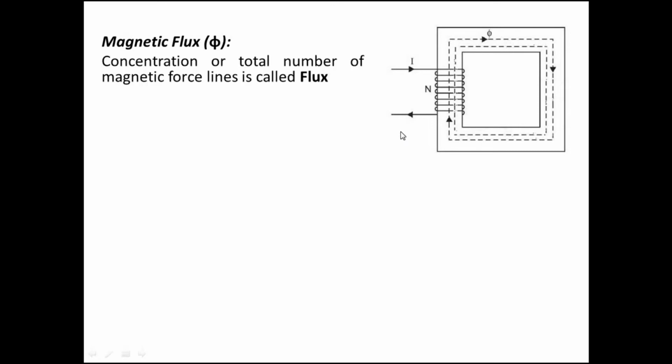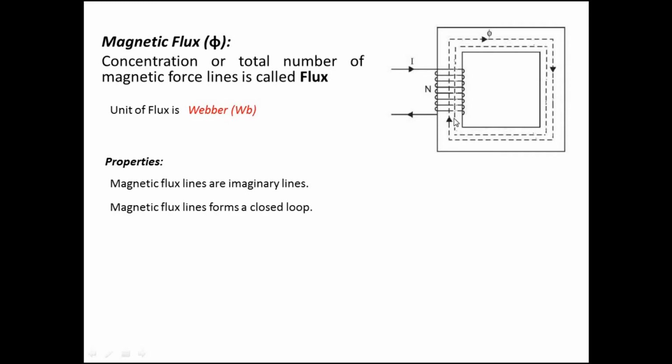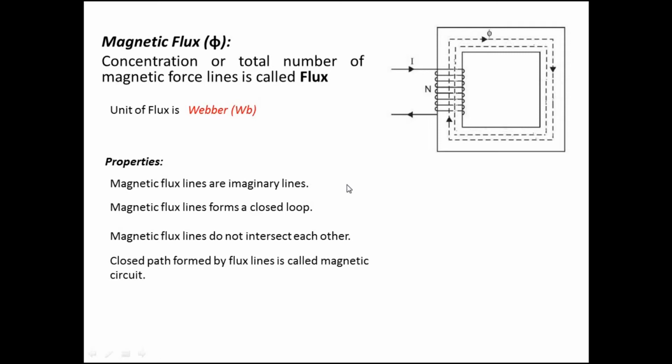So the number of field lines, or concentration of these magnetic lines of force, is called flux. Its unit is Weber. Magnetic flux lines are imaginary lines, and they will always form a closed path, a closed loop, and magnetic field lines do not intersect each other. And this closed path formed by flux lines is called a magnetic circuit.